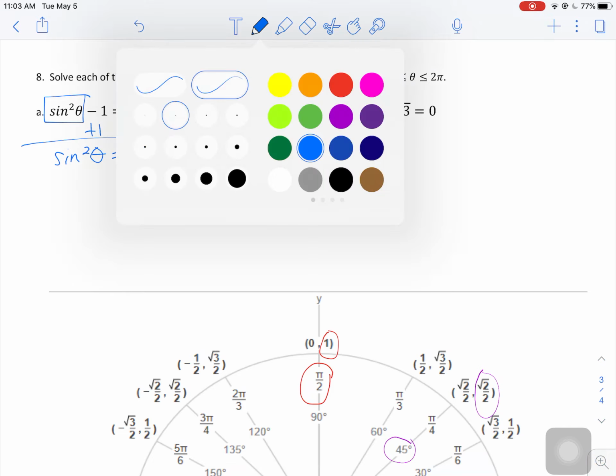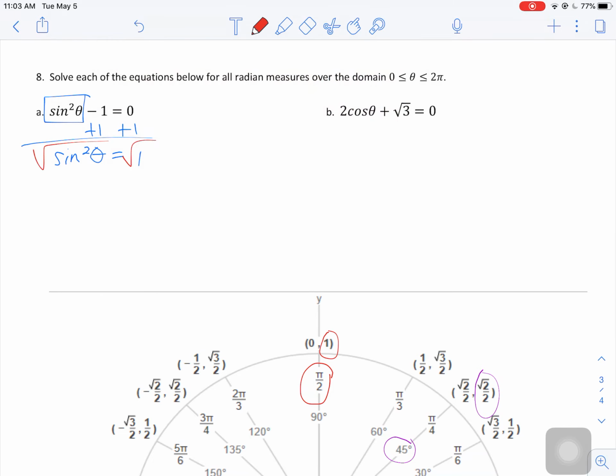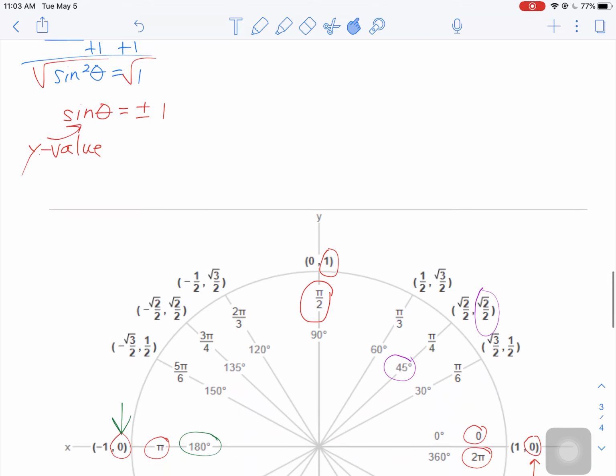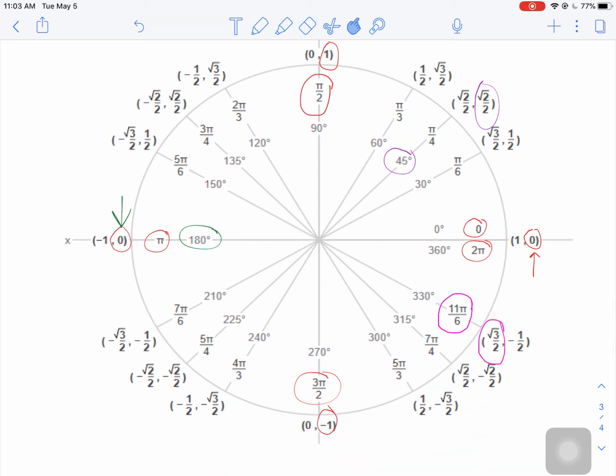And then in order to undo something that's squared, you have to square root both sides. Anytime you introduce a square root into a problem, you're supposed to add a plus minus symbol. So sine theta is going to be equal to plus or minus 1. This is the part where we now look at the unit circle. Sine is the y value. So I want to look at y values of 1 and -1.